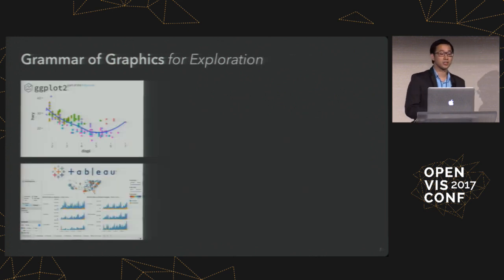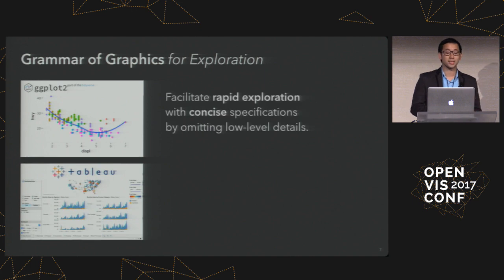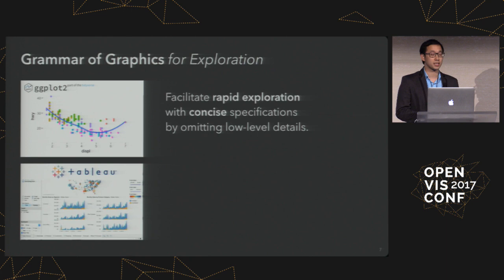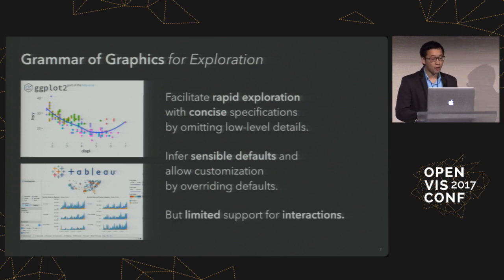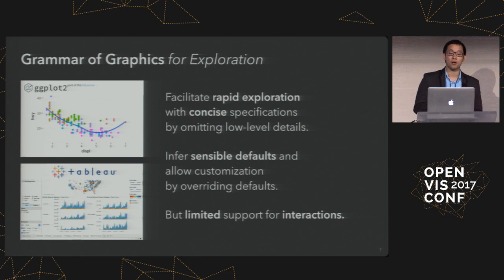In contrast, to support rapid exploration, both in terms of exploring data and exploring design, tools such as ggplot2 and Tableau allow more concise specification by omitting low-level details such as scales and guides. These tools then infer sensible defaults for these omitted properties. They also allow customization by letting users override these default values. However, they provide limited support for specifying interaction techniques.